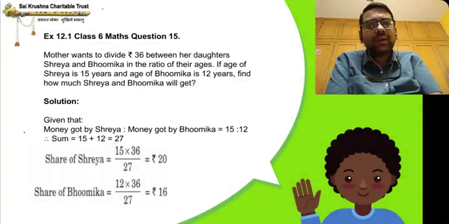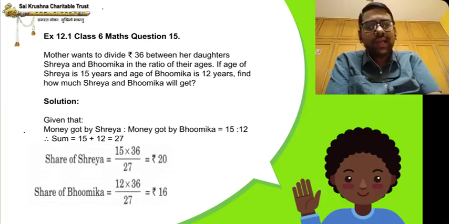Exercise 12.1 class 6 maths question 15. What is the question here? Mother wants to divide rupees 36 between her daughters Shreya and Bhumika in the ratio of their ages. What does the mother want to do? She wants to divide rupees 36 between her daughters Shreya and Bhumika in the ratio of their ages. If the age of Shreya is 15 years and the age of Bhumika is 12 years, find how much Shreya and Bhumika will get. What is the age of Shreya? 15 years. Age of Bhumika is 12 years. Find how much Shreya and Bhumika will get.